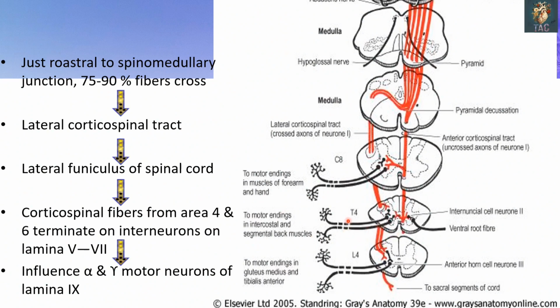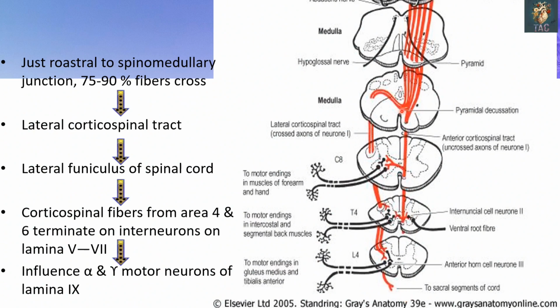This one is the section at the level of T4 to the motor endings in intercostal and segmental back muscles, and the section at the level of L4 to motor endings in the gluteus medius and the tibialis anterior, and these are the fibers going downward to the sacral segments.